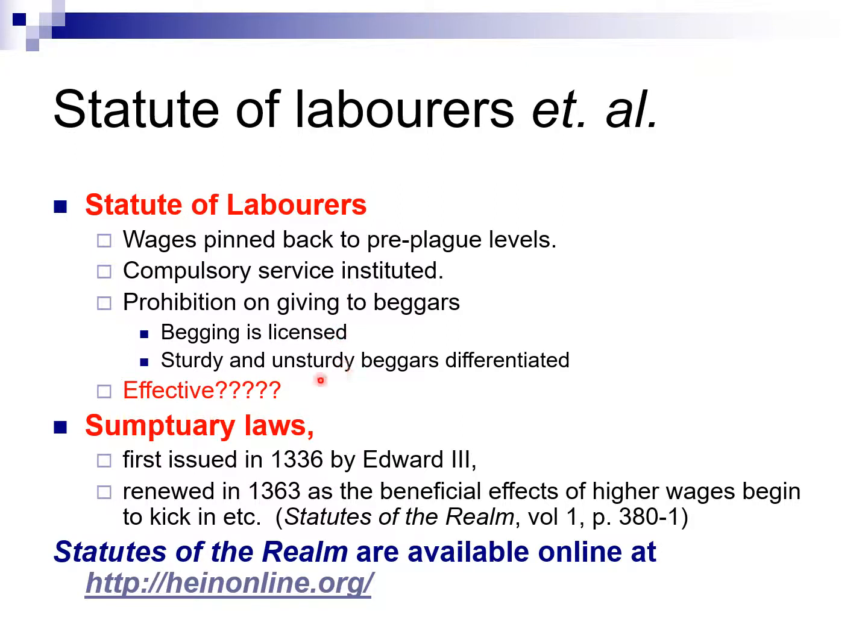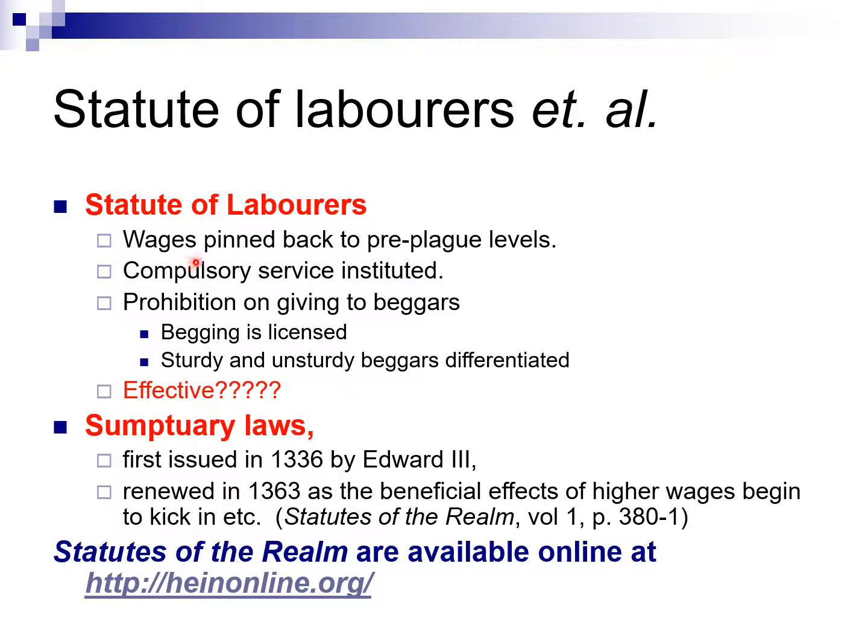And so there's an attempt for the first time to differentiate, as indeed all Western governments do now, between so-called sturdy and unsturdy beggars. So a sturdy beggar would be somebody who's physically able to work but chooses not to, whereas an unsturdy beggar is envisaged as somebody who genuinely can't work because of a disability. As I mentioned in the previous slide, all of this is relatively ineffective.